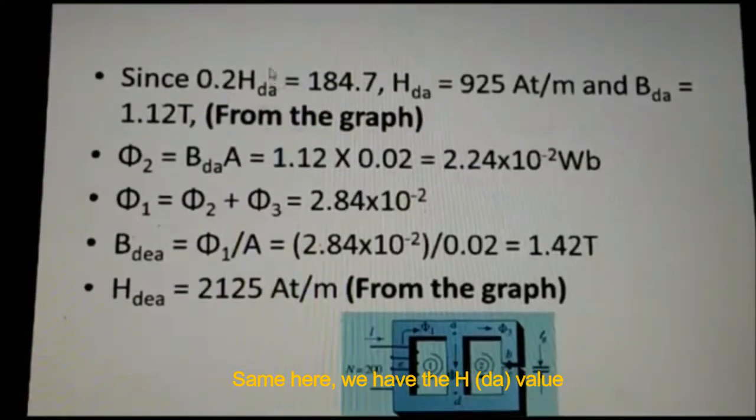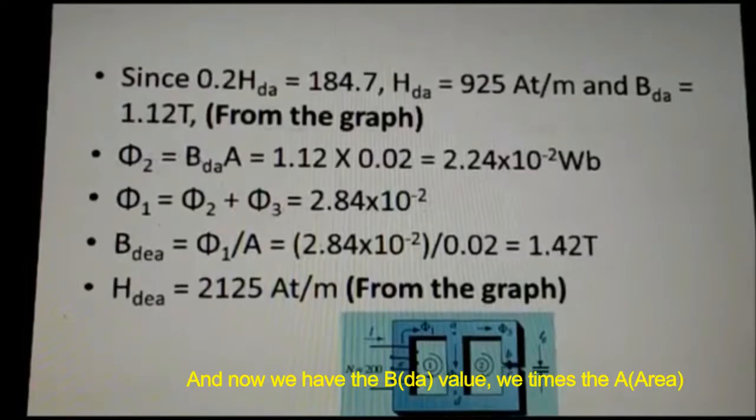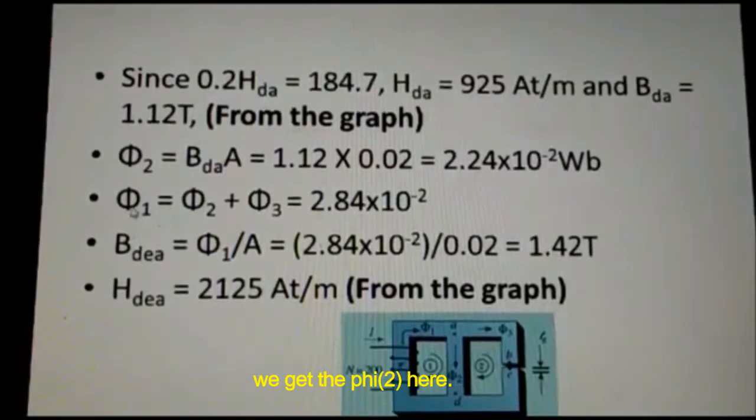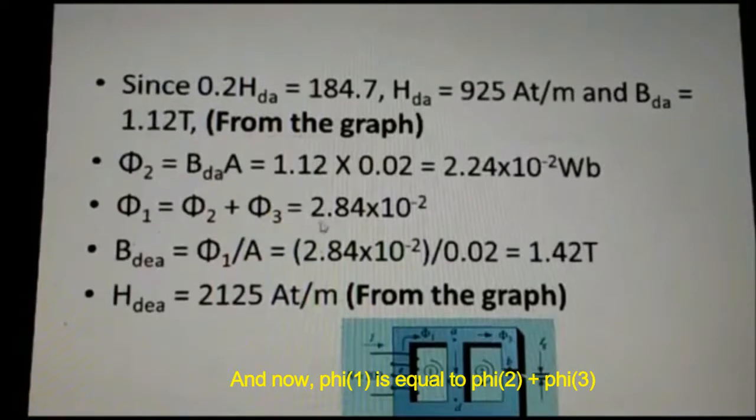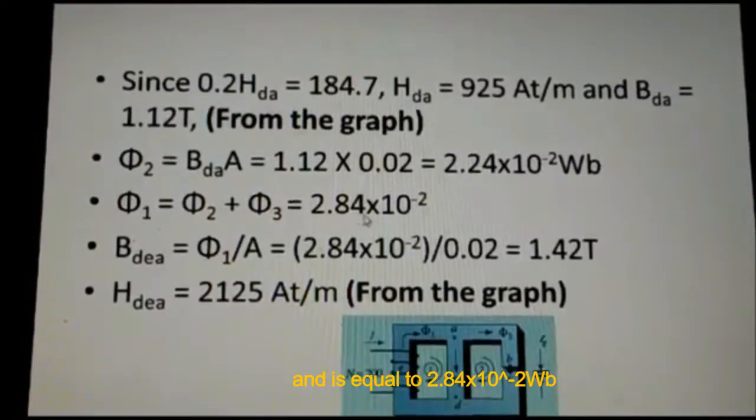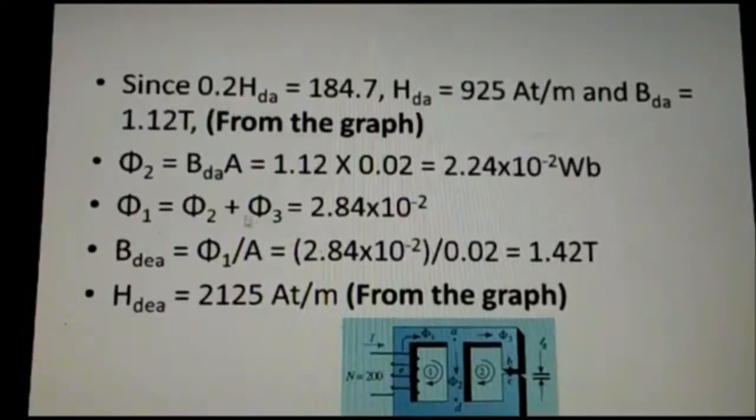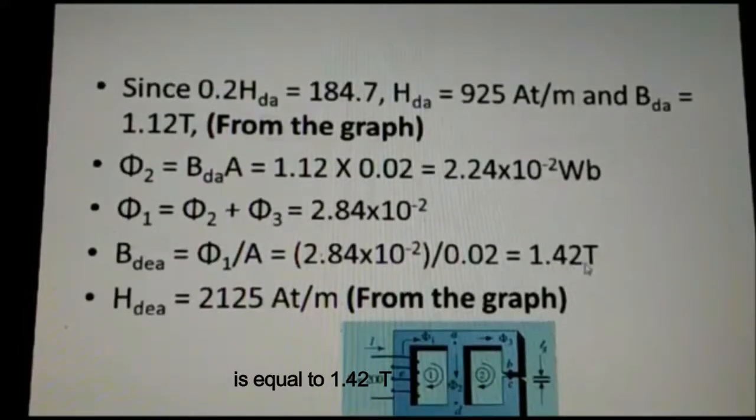Same here, we have the HDA value. Now we can get the VDA value from the VH curve. And now we have the VDA value. We times the A and we get the V2 here. And now V1 is equal to V2 plus V3 and equals 2.84 times 10 to the power of negative 2. And the V1 here over A is equal to 1.42 Tesla.